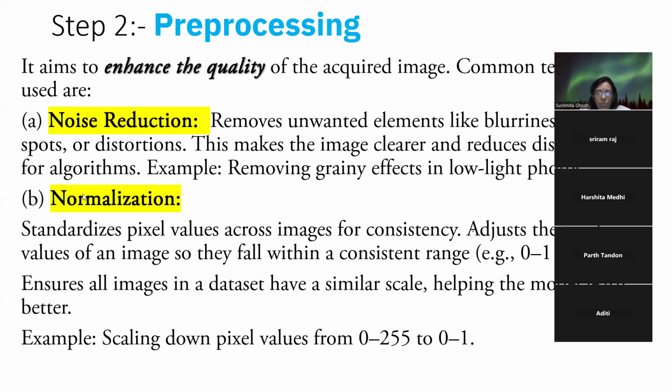So noise reduction. You don't want certain elements in your picture, you want to remove that. That is called noise reduction. Just one example we have written here: grainy effects in a low light photo. Okay, so we can reduce that, and we must reduce that to enhance the quality of my picture. Then there's something called normalization.